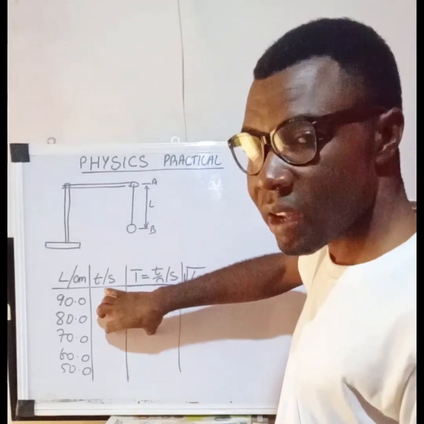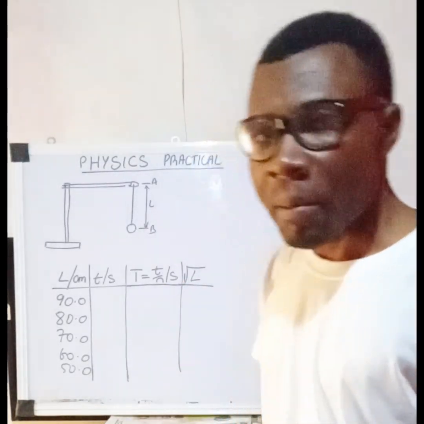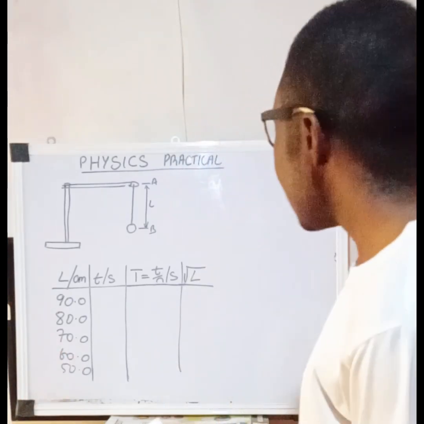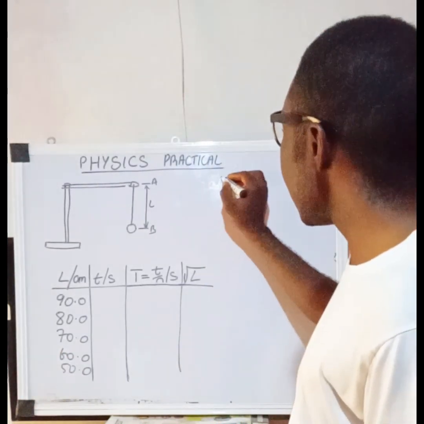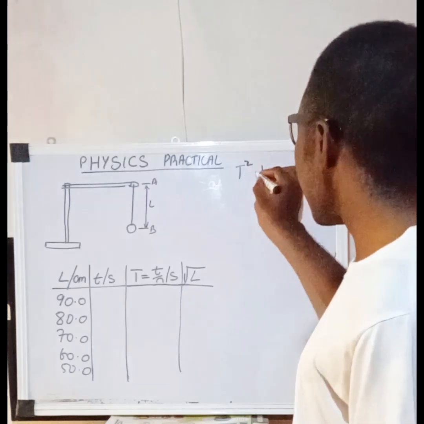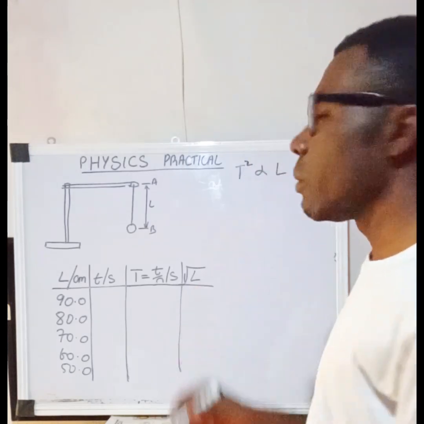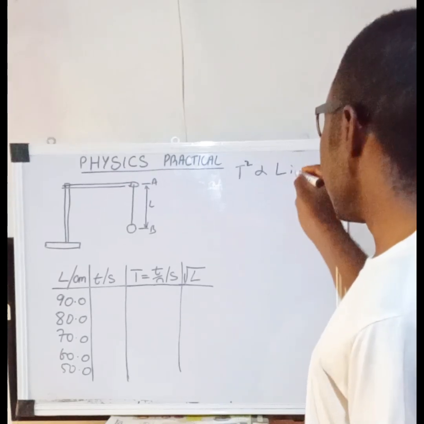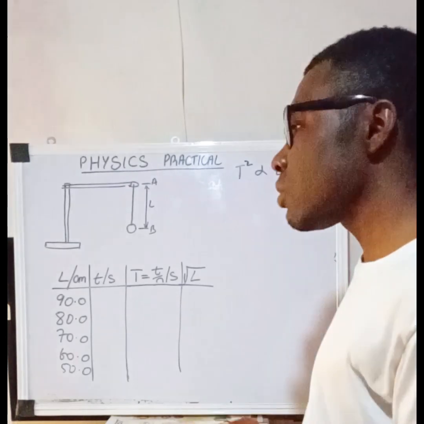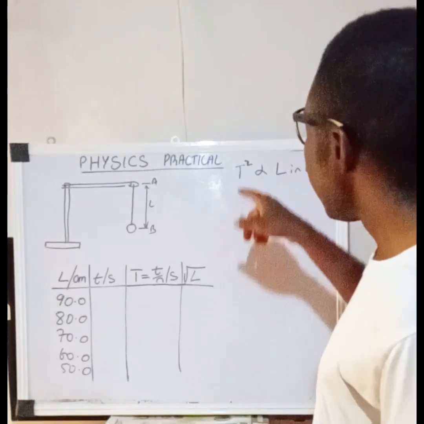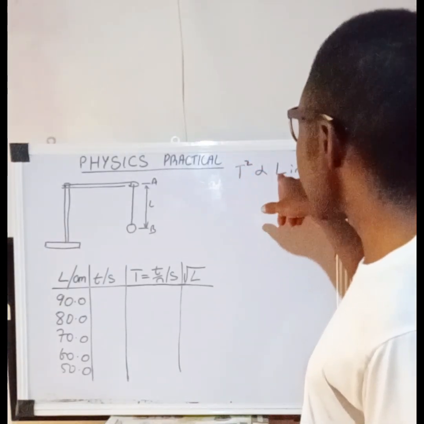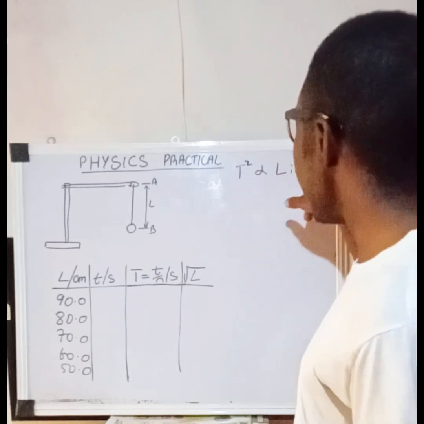But I want to obtain these values without performing this experiment. How am I going to do that? I said you need to know the rules guiding this practical. And the rule guiding it is that the square of the period of oscillation is directly proportional to the length of the pendulum. The length of the pendulum is in meters, while the period is in seconds squared. The period squared of oscillation in seconds squared is directly proportional to the length of the pendulum in meters.